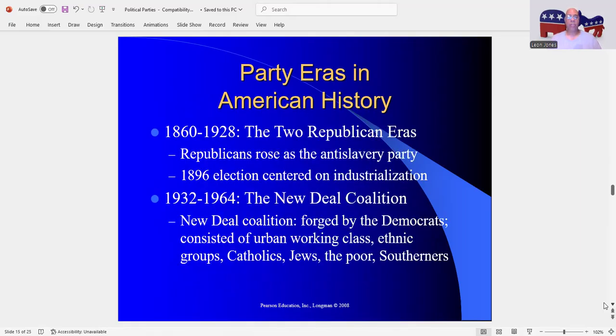From 1860 to 1928, the two Republican eras. Republicans rose as the anti-slavery party. The 1896 election centered around industrialization. Then from 1932 to 1964, the New Deal coalition. The New Deal coalition, forged by the Democrats, consisted of urban, working class, ethnic groups, Catholics, Jews, the poor, and Southerners.